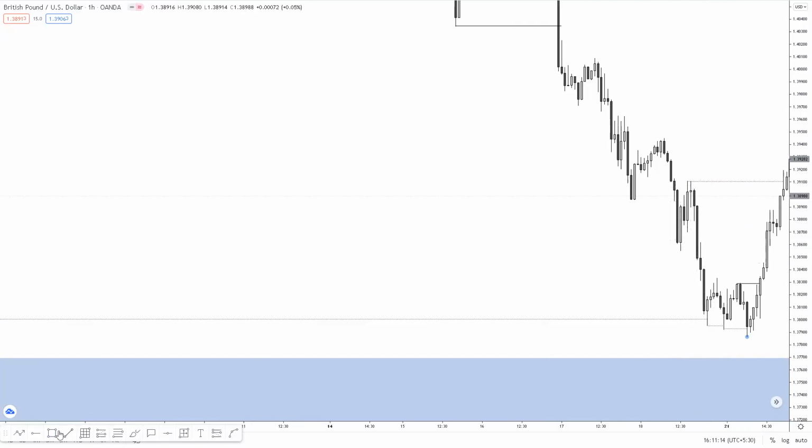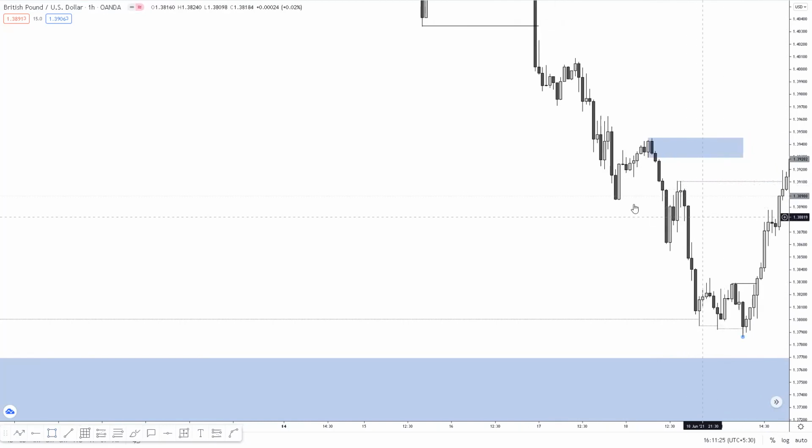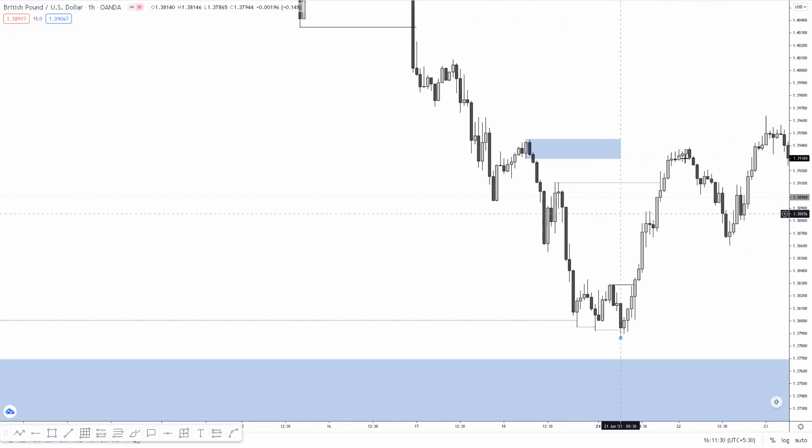So now we could expect a reaction from this, because why are we considering this as a strong POI? Because of the inducement. Inducement means that it makes people do the wrong thing. It makes people do the wrong thing. So you see that?